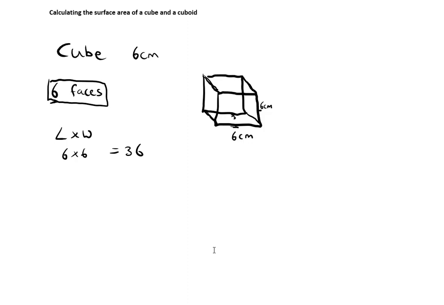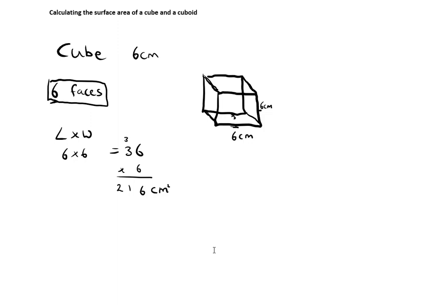So let's multiply 36 times 6. 6 6s are 36, put down your 6, carry your 3. 6 3s are 18 and 3 is 21. And so our surface area is 216 centimeters squared.